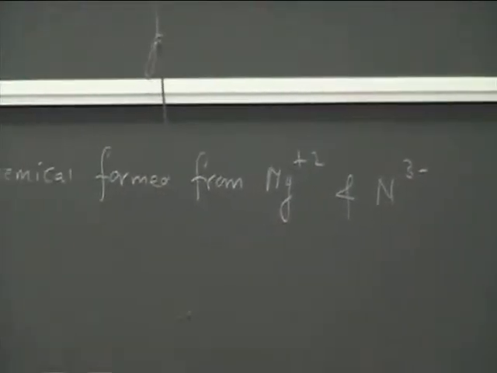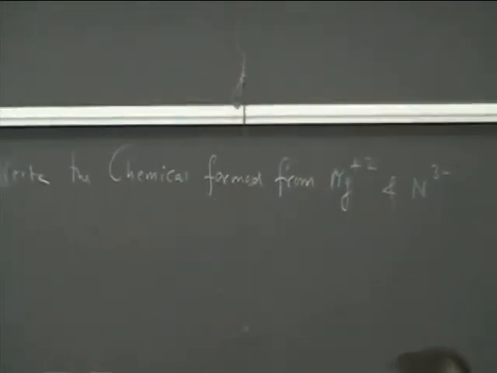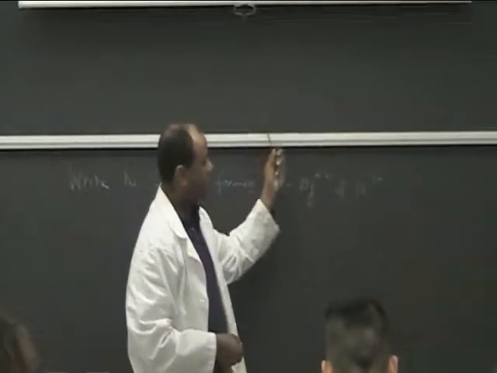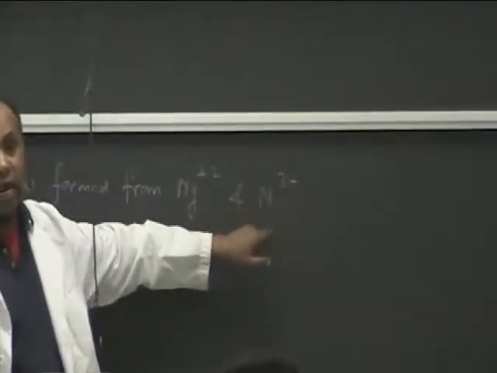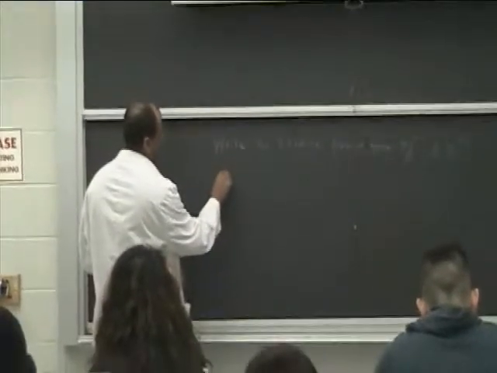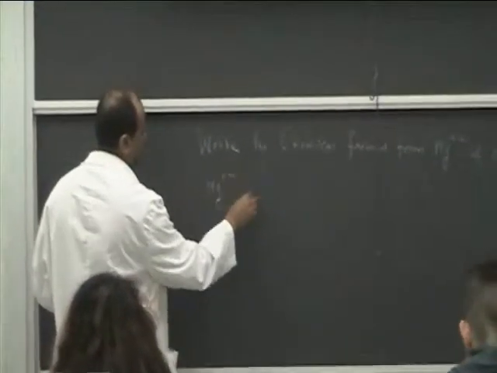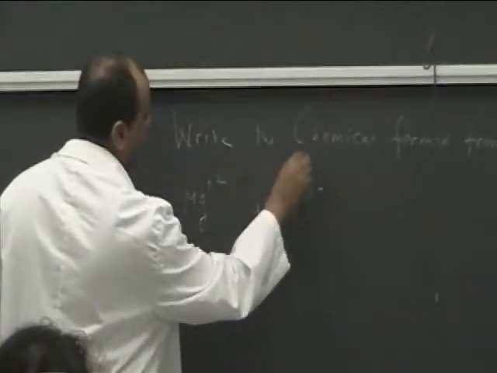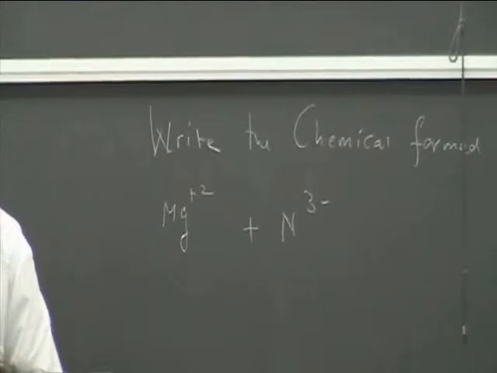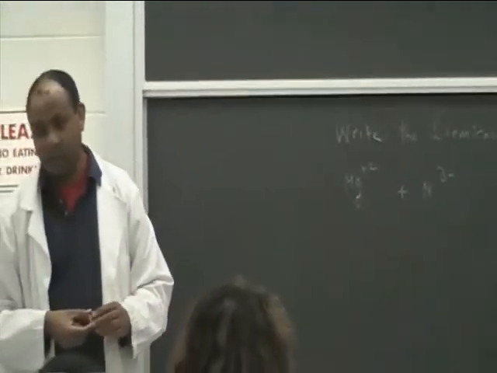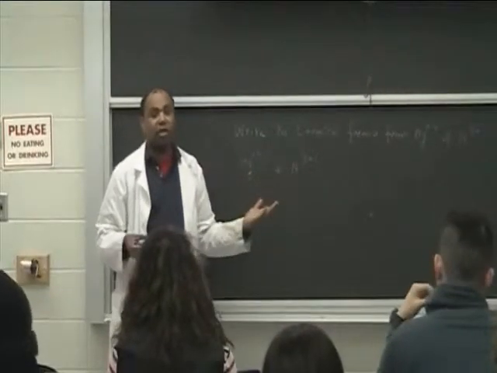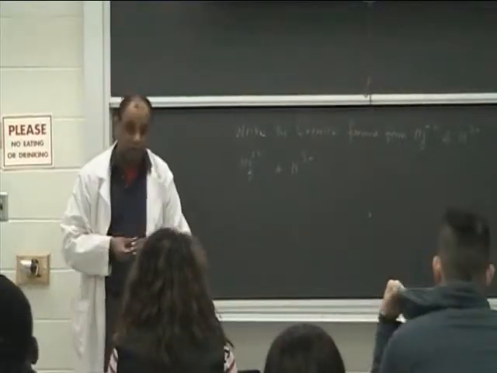Okay, we're going to write a formula that's formed from magnesium and what? Magnesium and nitride, right? Nitride ion. How do we write this formula? Magnesium and nitride, they react together. What kind of bond would we expect here? It's going to be an ionic bond. How do I know it's an ionic bond? Because this is a metal and this is a non-metal. So my expectation is to have an ionic bond, an ionic compound, right?